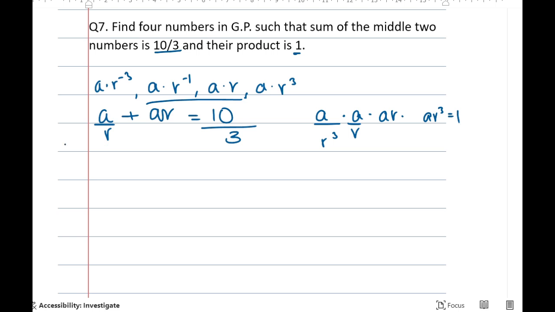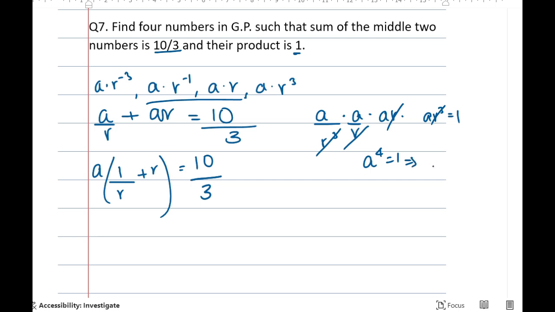Okay. So now first we'll take this A, and if you consider it to be 1 by R plus R is equal to 10 by 3. Okay, and here if you look closely, we have taken the terms such that they get cancelled. So R and R get cancelled here, R cube and R cube get cancelled here. So you get A to the power 4 is equal to 1, which tells you A is equal to 1 or minus 1. Okay, we'll take 1 over here.